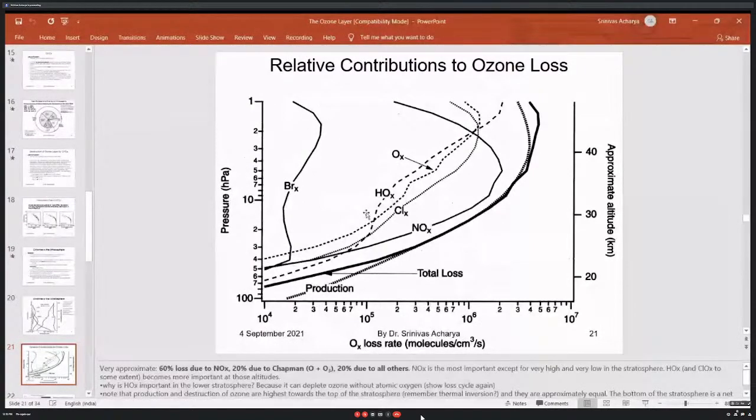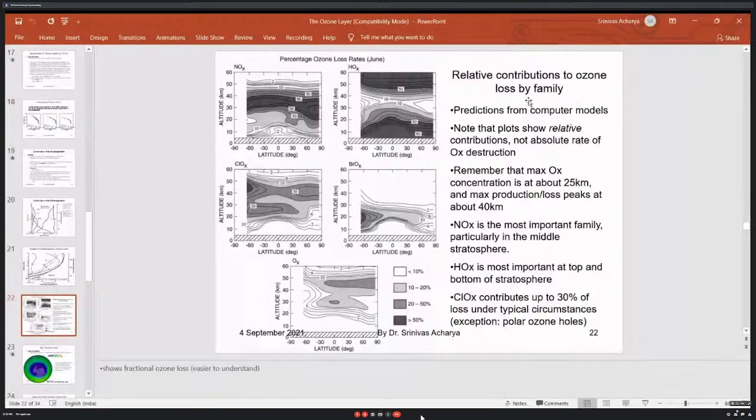You can see the relative contribution of ozone loss by different families of species. This is the banding pattern, or this map shows the highest concentration is at 50%, the dark region, and then 20 to 50%, the faded region. And you can see here the dark region is at which type of latitude and which type of altitude you will have the darkest region.